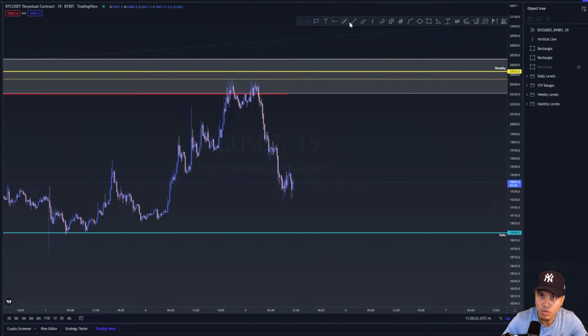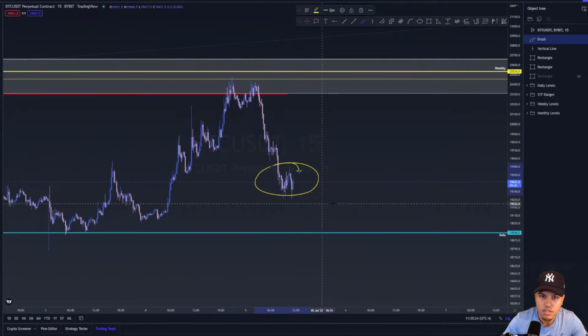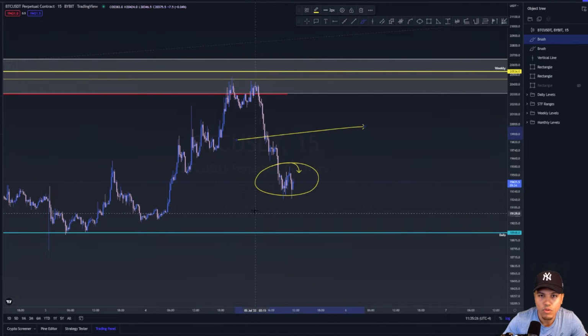Well, I would not be opening any trades here. Obviously, this is in the middle of a range. There's no levels. We don't know where it could go, right?